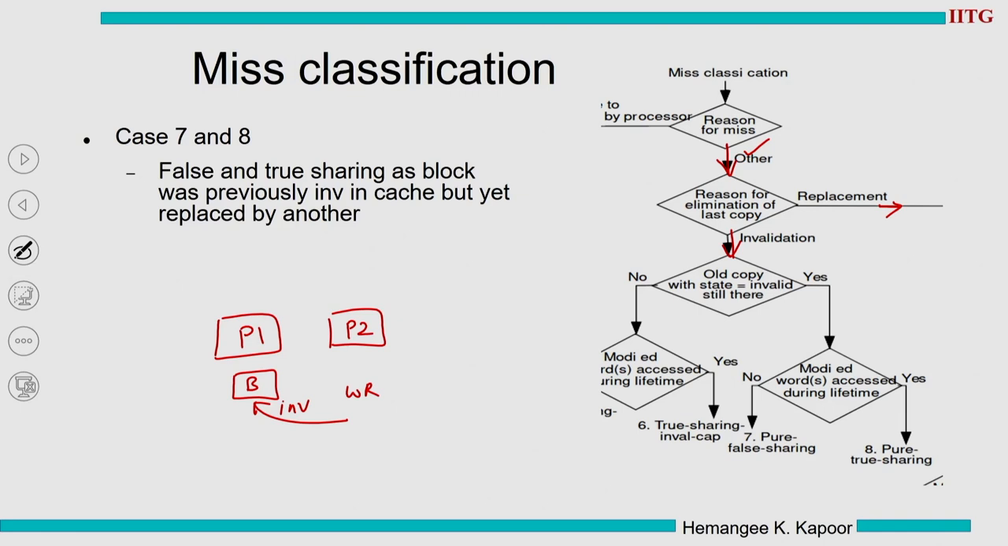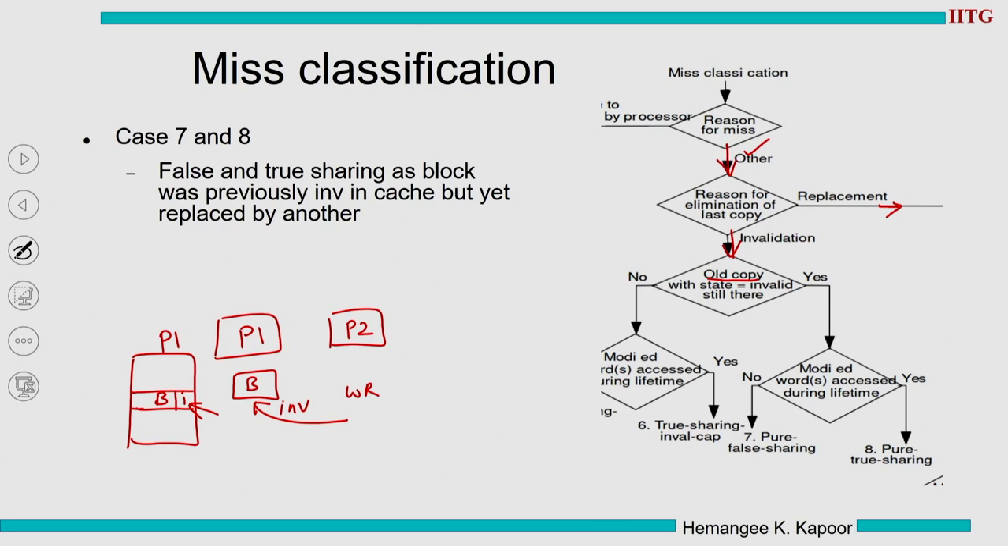And it comes to the cache and checks, is the old copy still present in the cache? That is, this was the cache of P1 and B was there, but I will just change its valid bit to invalid. I just change the state of the cache block because P1 started using it. It was invalidated, but the stale data is still there in P1.